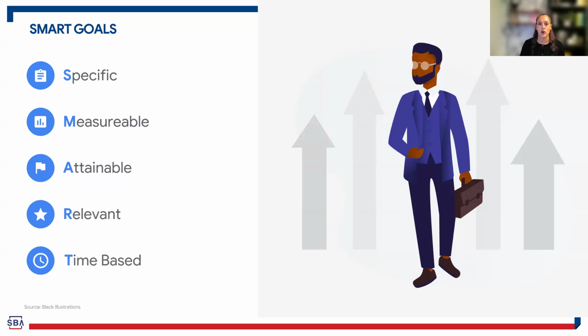So when we're thinking about our goals, we want them to be SMART. This is a basic concept. However, this is how you set goals in your business in order to be able to reach them, right? To make a plan to reach them, to implement that strategy. So the first one is specific.